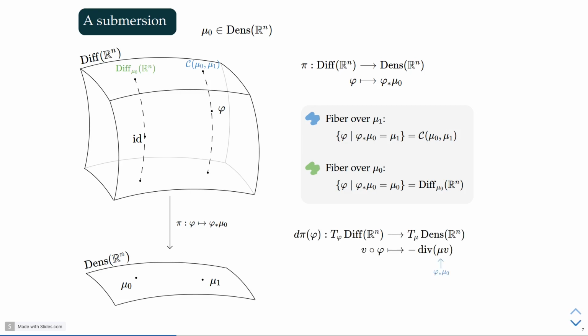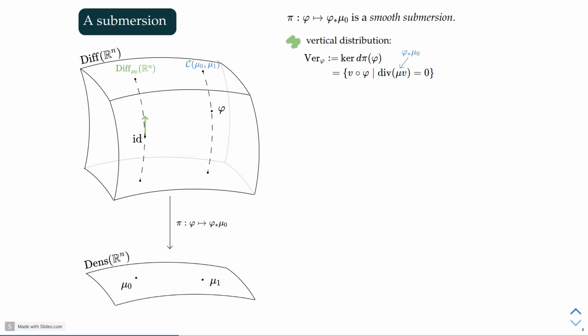We can also compute the derivative of this map, and it is as follows. I do this because I want to say that pi is actually a smooth submersion. So when we have a smooth submersion, we can look at the vertical distribution, which is defined as the kernel of the differential. And by definition, this is the divergence-free vector fields.